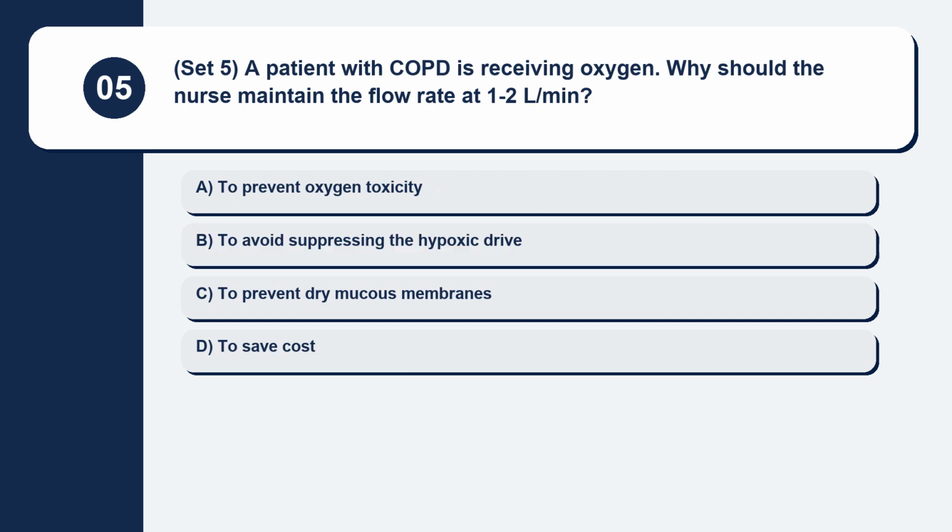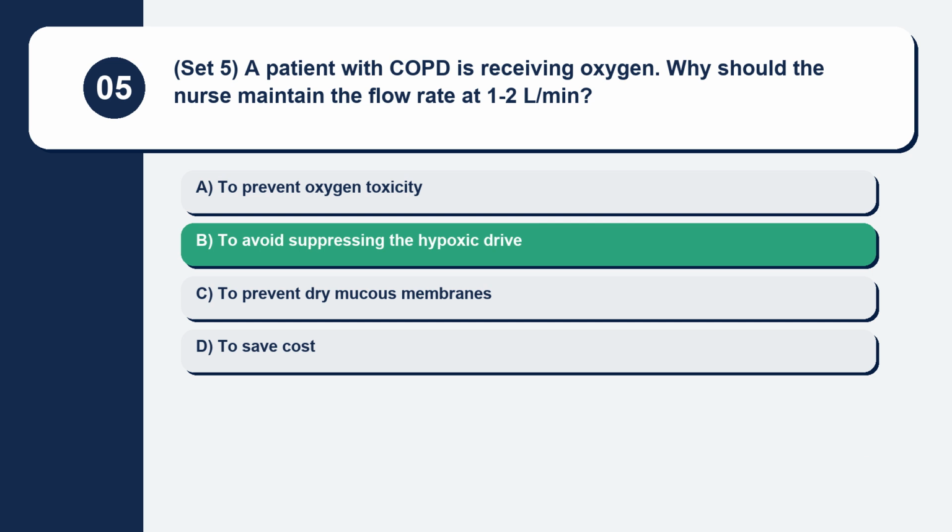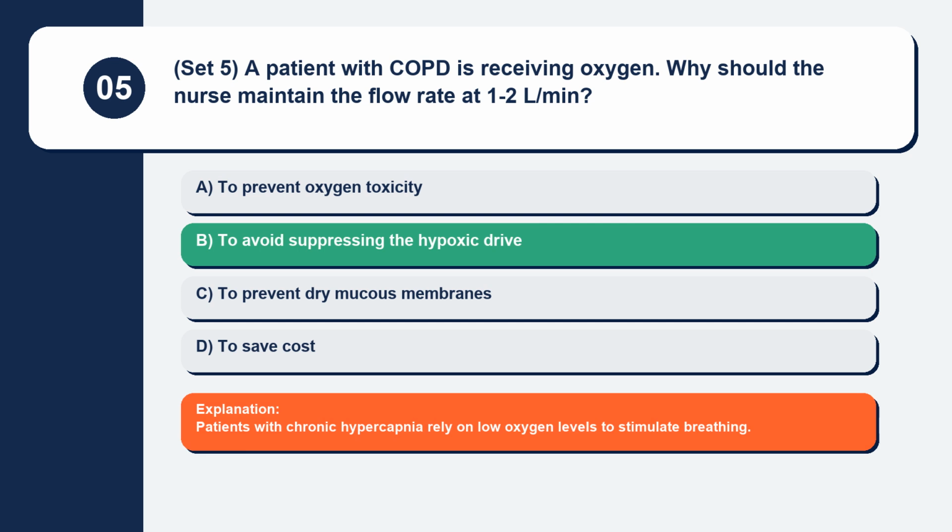Question 5. Set 5. A patient with COPD is receiving oxygen. Why should the nurse maintain the flow rate at 1 to 2 L/min? To prevent oxygen toxicity, to avoid suppressing the hypoxic drive, to prevent dry mucous membranes, to save cost. Patients with chronic hypercapnia rely on low oxygen levels to stimulate breathing.